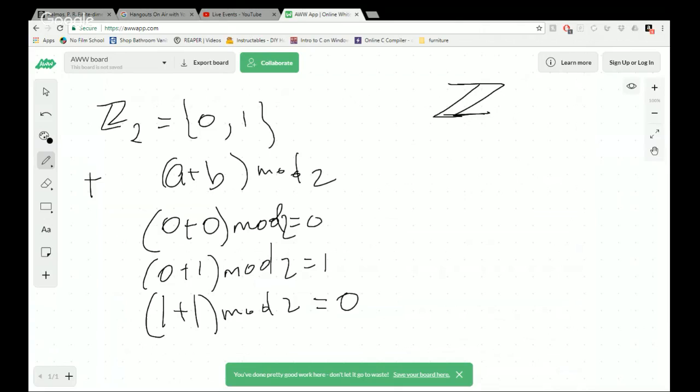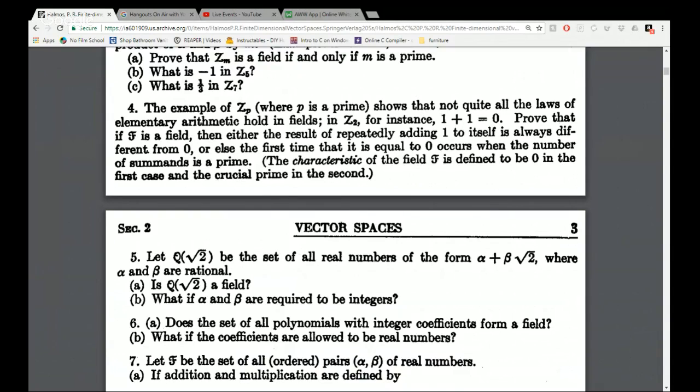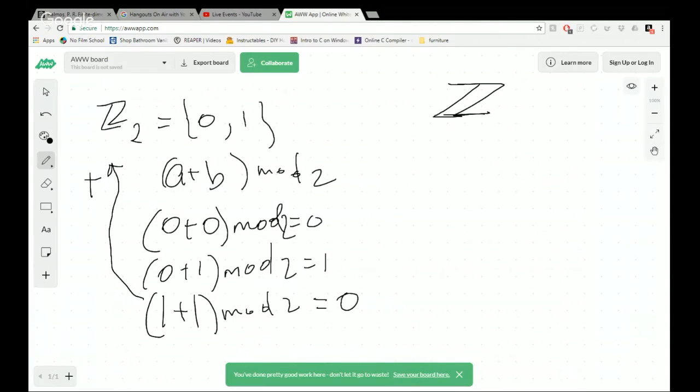Even though in the regular algebra defined on the integers that we work with in elementary school, K-12, 1 plus 1 equals 2, in this set, in this field, 1 plus 1 is not 2. There is no 2 in this field. 1 plus 1 is 0. It's the additive identity. That's Z subscript 2, and that's what Paul Halmos means when he says not quite all the laws of elementary arithmetic hold in fields. This law is pretty strange, as we saw, where 1 plus 1 actually equals 0.